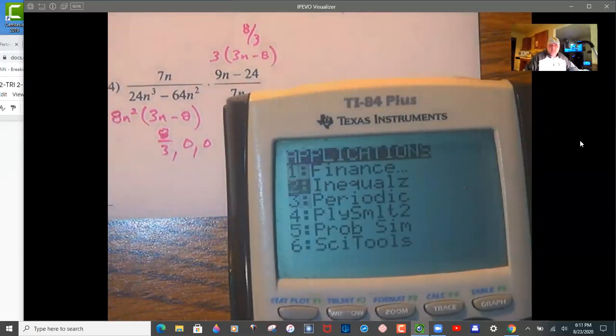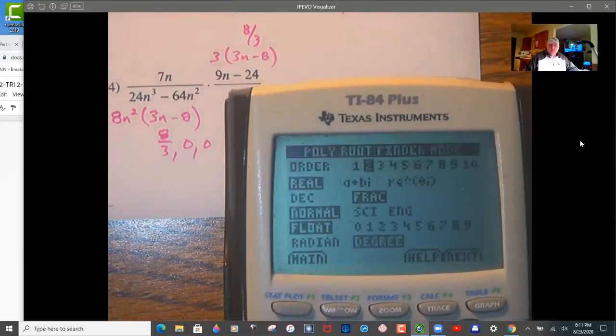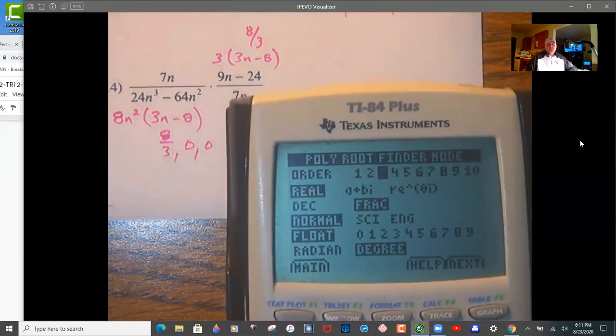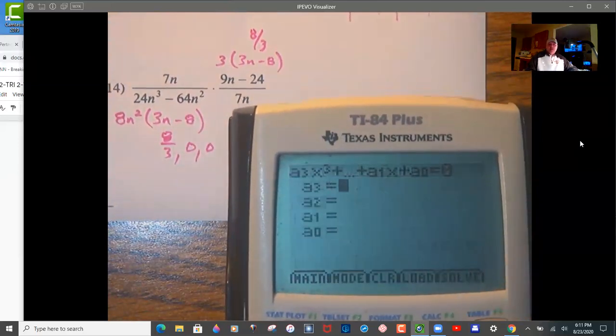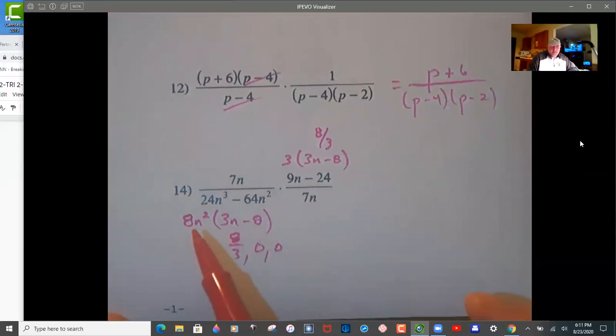okay, so under your apps, this Polysimul2 is a zero finder, root finder. So we got to go 3 because it's a cubic. And you're going to have to do a fair number of these on this assignment, -64 and then 2 zeros. So there you'll see the 0, 0, and the 8/3. And then you write n times 3n minus 8, and then adjust with the common factor of 8 so that the multiplying works out correctly.